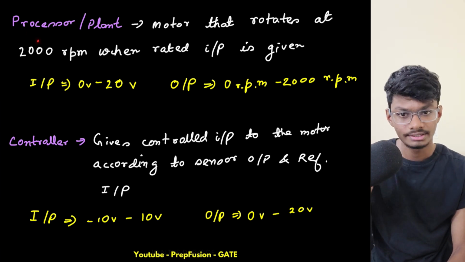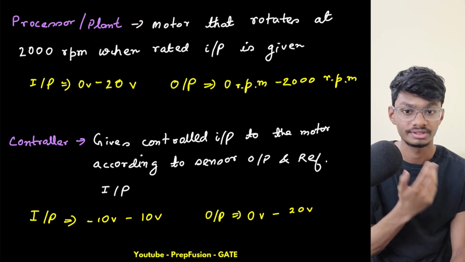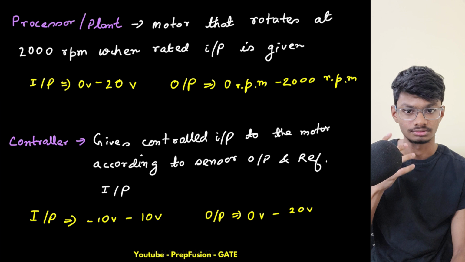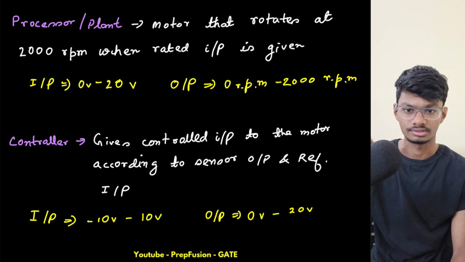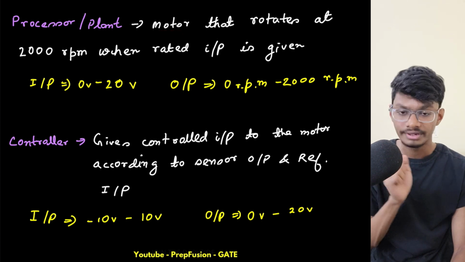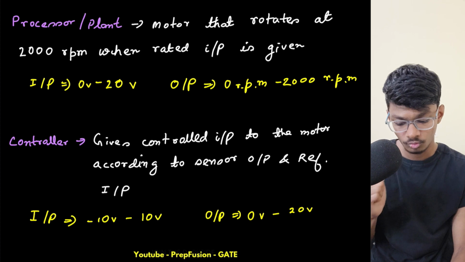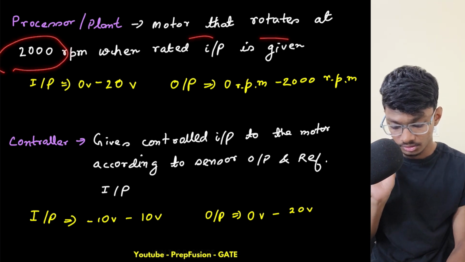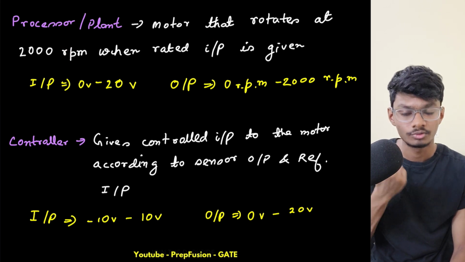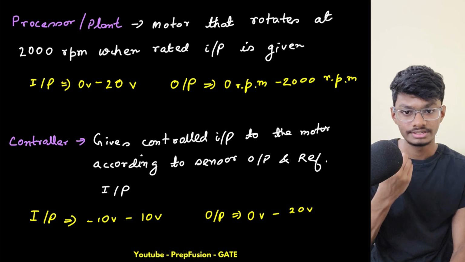Here I'm taking my processor or plant as a motor. So what does motor give me as output? Motor gives rotation, like fan is rotating or anything is rotating. Everything has a motor inside, whichever is rotating. So I'm taking my processor or plant as a motor that rotates at 2000 rpm when rated input is given. All this I'm assuming because I need to teach you something.